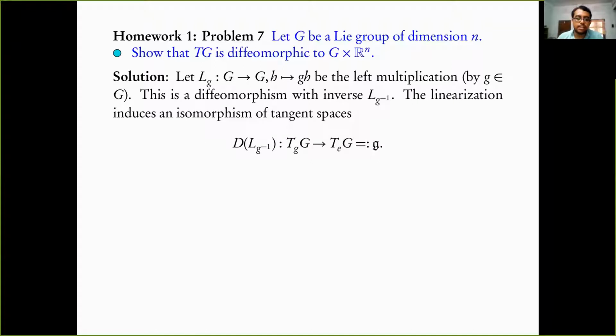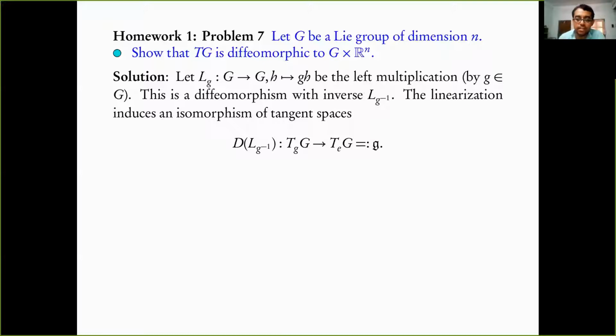So what you do is you look at the linearization of L_{g inverse}, dL_{g inverse}. The linearization is now going to be a linear isomorphism mapping the tangent space at little g to the tangent space at identity, right? So any questions so far?